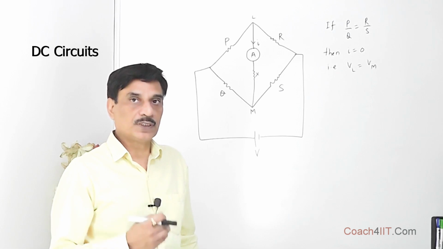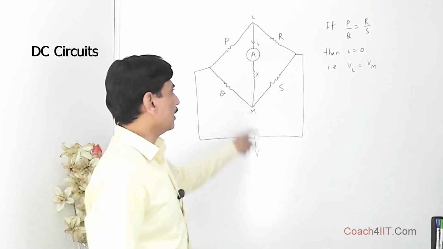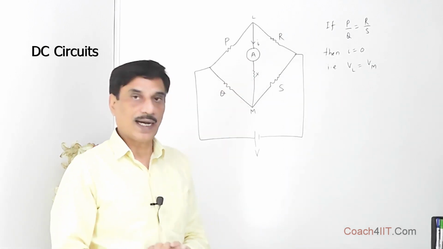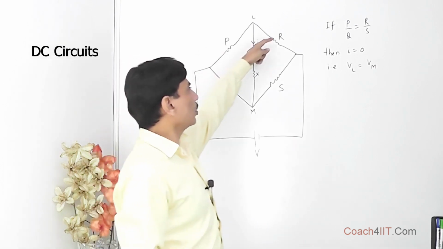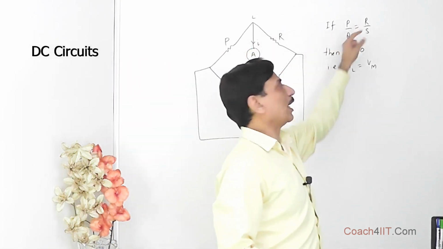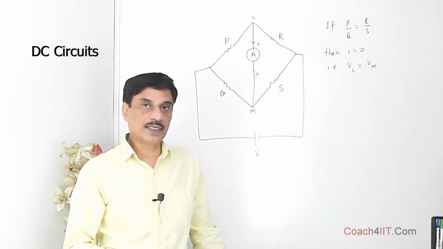When the Wheatstone bridge is balanced, it means the current in this arm is going to be equal to 0, that is, the ammeter reading should be equal to 0. And that happens when the resistance P by Q is equal to R by S. If P by Q is equal to R by S, then there will not be any flow of current in this arm, that is, the ammeter reading is 0.